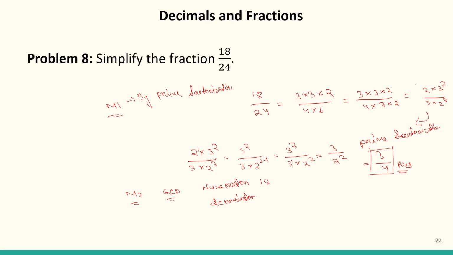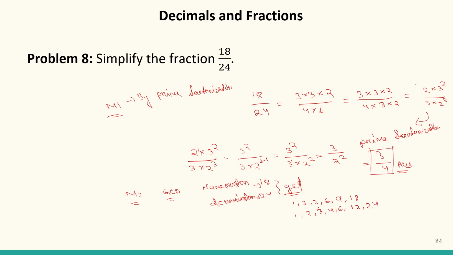So it is 18 and 24, this is okay. So what we need to do is find the GCD, that is greatest common divisors. So you already know how to find the divisors. For 18 it is 1, 3, 2, 6 and 9 and 18 itself. Okay, for 24 it is 1, 2, 3, 4, 6 and 12 and 24 itself.